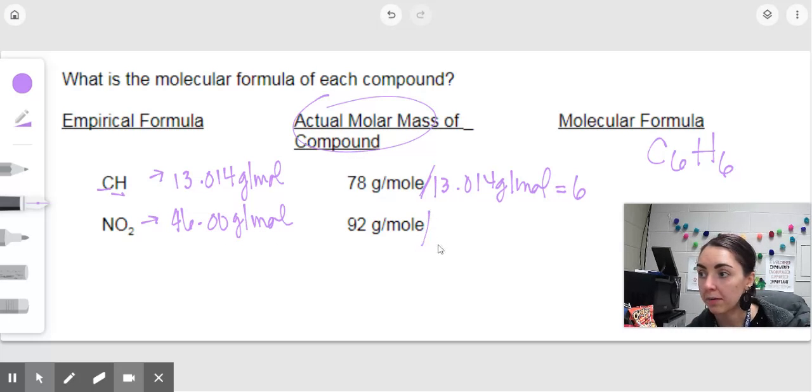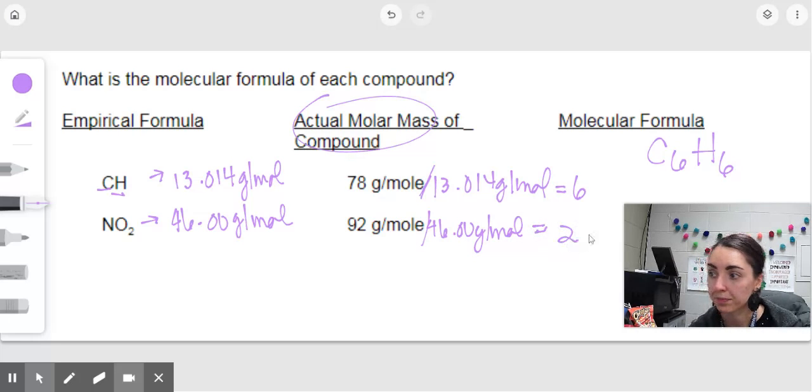So I'm going to divide my actual molar mass by that empirical molar mass. And that one we should be able to do in our head. It's just 2. So the molecule is 2 times bigger than the empirical formula. So instead of writing N1O2, I'm going to write N2O4. So it's the same ratio. It's still a 1-to-2 ratio. I just doubled it because I could tell that my actual compound was twice as heavy as my empirical formula.